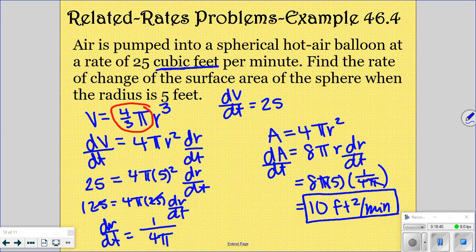Okay, so those are the 4 types of related rates problems that you're typically going to deal with. All 4 of them show up on tests throughout the year, so you need to make sure you are familiar with all of them. You practice them. As you practice them, you will get better at them. So anyway, hopefully that helps you a little bit with related rates problems.